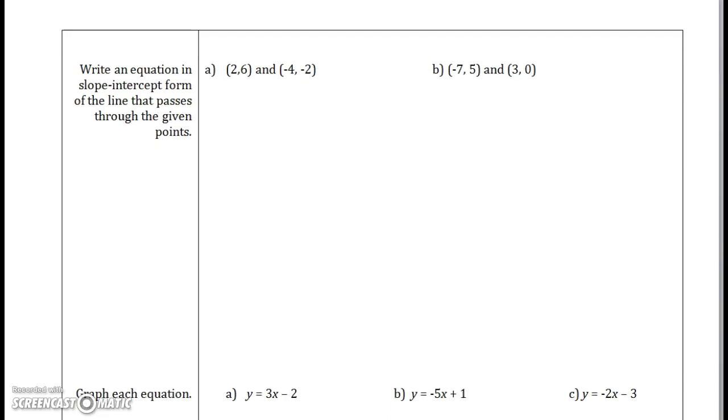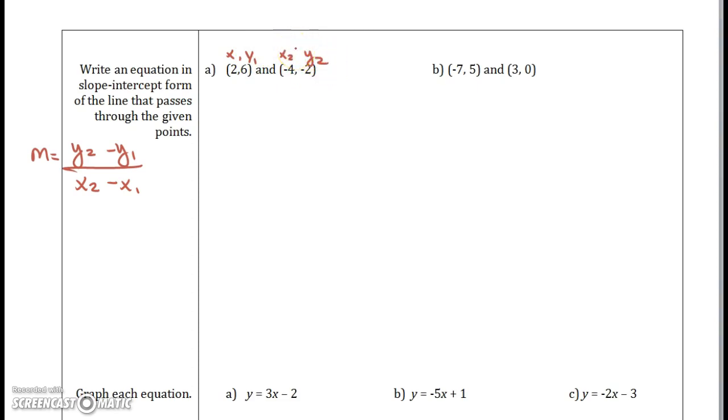Okay, next thing I'm going to have you do while you're waiting for the next video to show up here, write an equation of the line in slope-intercept form that passes through the given point. So I'm going to remind you, this is your formula. M equals y sub 2 minus y sub 1 over x sub 2 minus x sub 1. Let's label x1, y1, x2, y2.